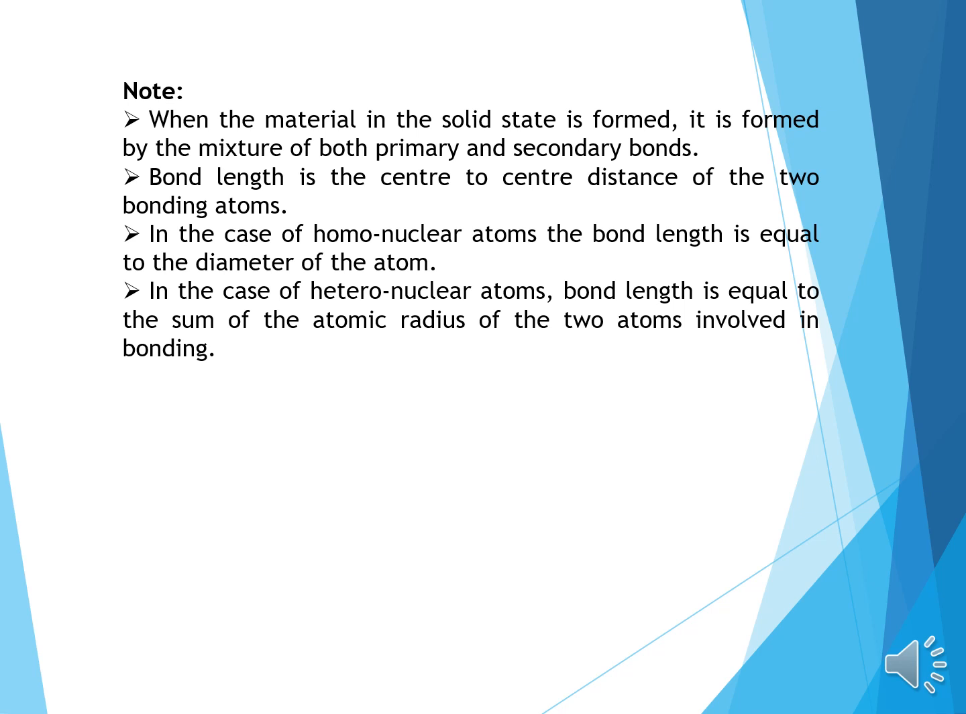In case of homonuclear atoms, the bond length is equal to the diameter of the atoms. In case of heteronuclear atoms, bond length is equal to the sum of the atomic radii of the two atoms involved in the bonding.